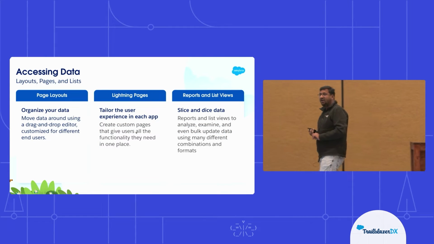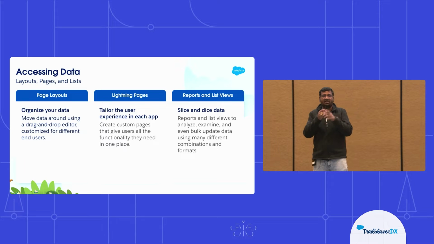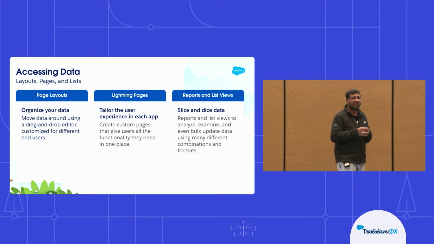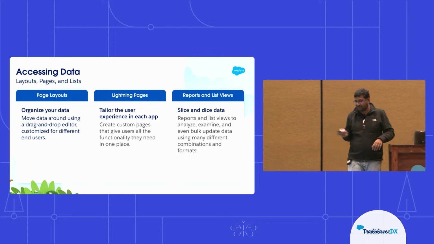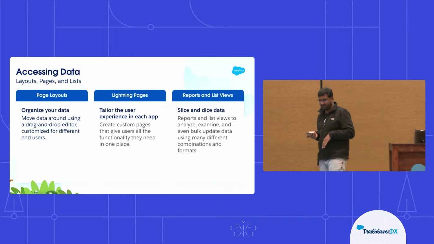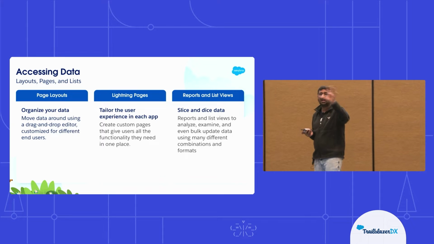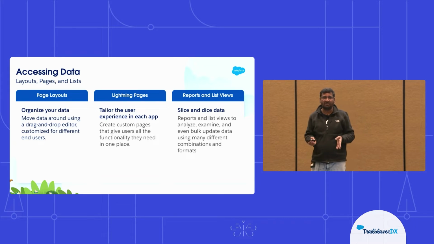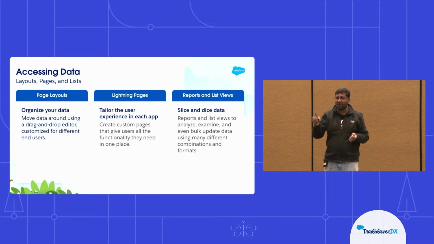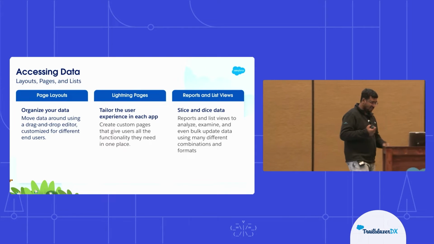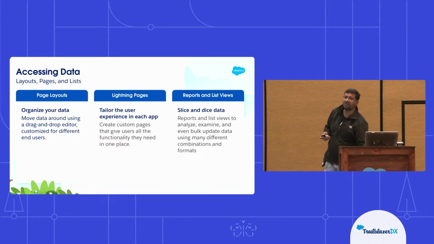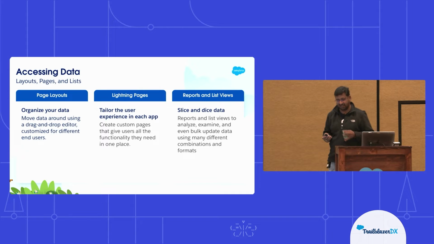Now, what are page layouts? Page layouts, as I said, are used to organize the data. In a way, you can show the data in a usable form. So it provides this out of the box. But if you want to build your own custom pages, you can tailor the Lightning pages. There are pages which are already available, where you can put your own components in your own way to display it in the user-required fashion. And then you can also slice and dice the data that you are going to use, like you can create reports and dashboards for analytics.